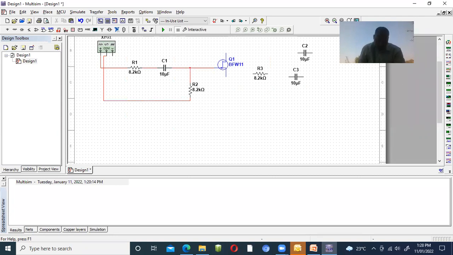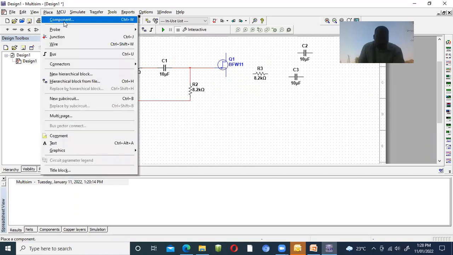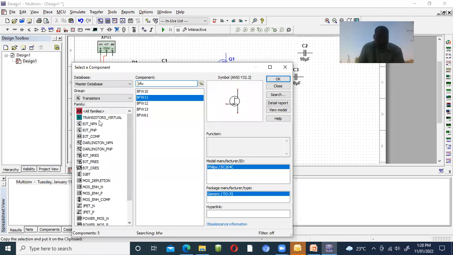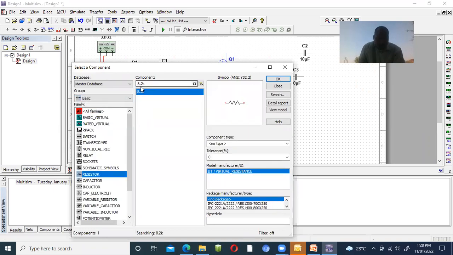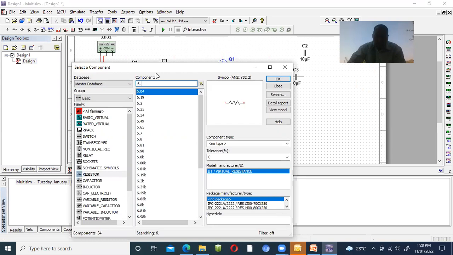Right, we have changed the value after all. Okay, here we have a requirement of a resistance of 6.8 kilo ohm. So see, place component, basic, here basic resistance, resistor, value of it 6.8 k. 6.8 k. See here.